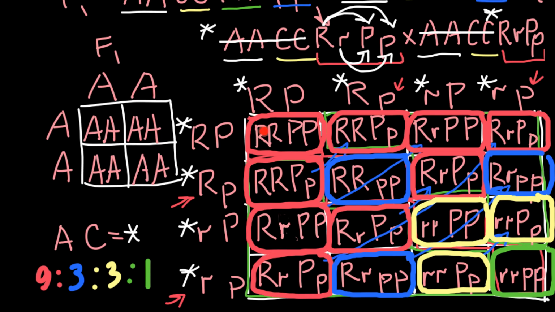Once again, 9 would be dominant for both genes, for gene R and P. 3 we would have that is dominant for the first gene, but recessive for the second. And 3 we have that is recessive for the first gene, but dominant for the second. And 1 we have that is recessive for both genes.